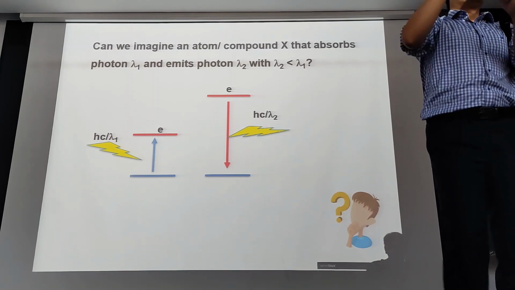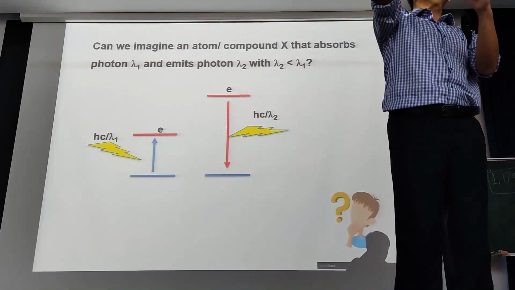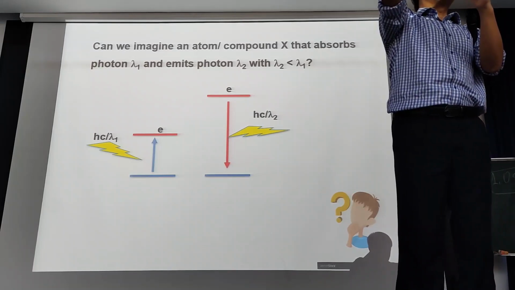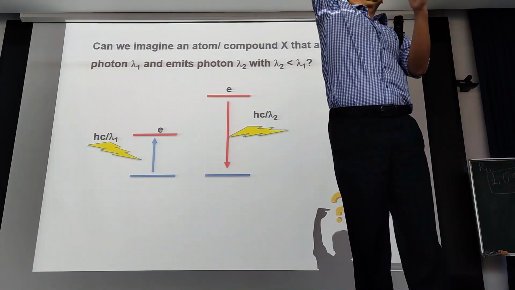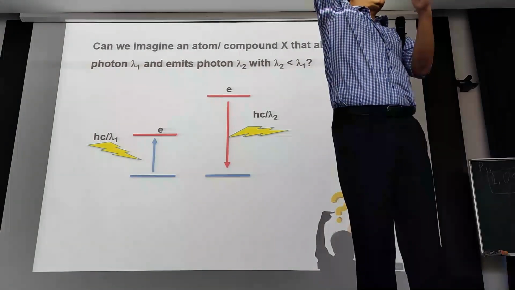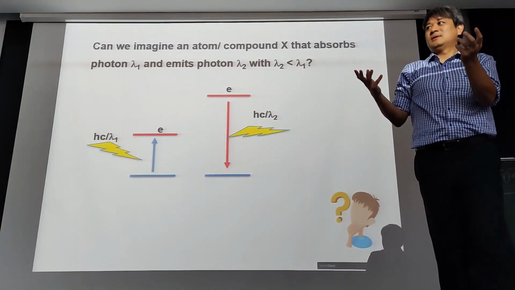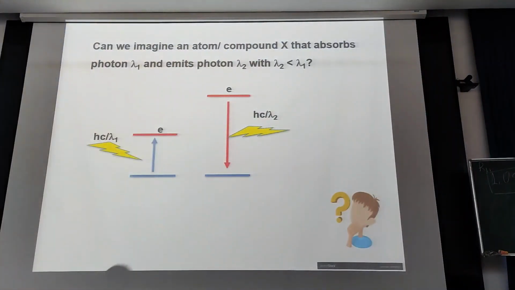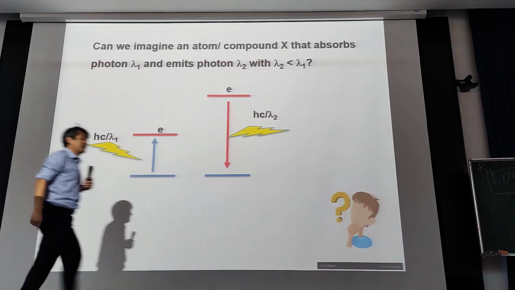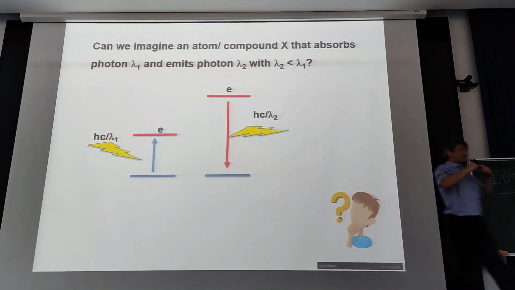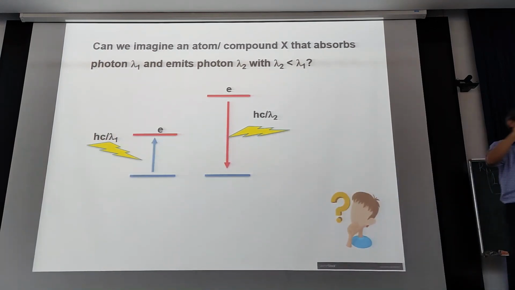Yes or no? So what is the question now? You are excited at this level, but when you emit, you want this electron to come up here. Then how can we do it? I think we excite 2 times. If it's excited and you pump a second photon, it is excited a second time, like this one.